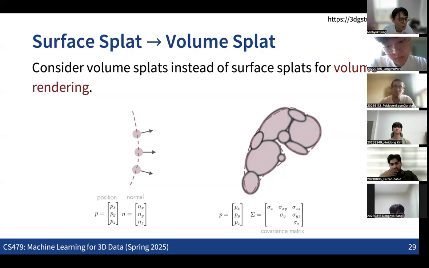But for volume rendering, we define the position, but not the normal. Instead we define the covariance matrix, which defines the size and the orientation of that volume. We also need the color information. So you can say this is a more explicit representation of the opacity and the color, not just using a neural net. This is where we use a more explicit representation for volume rendering. Any questions on this?